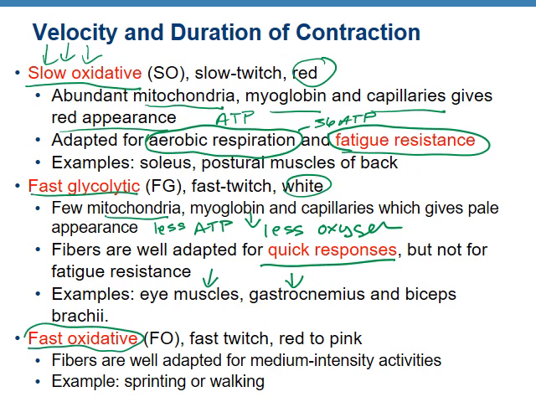And then there's an intermediate, and that is fast oxidative. They vary from red to pink, and they're adapted for medium intensity activities. So sprinting, walking.